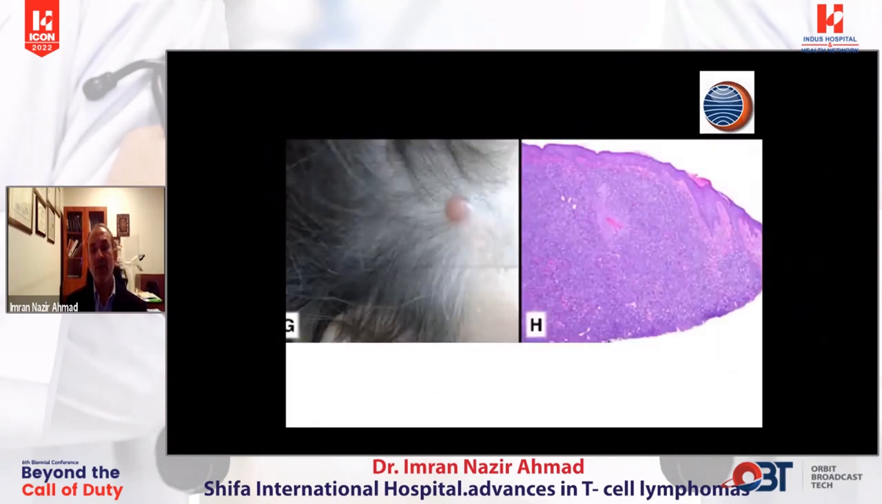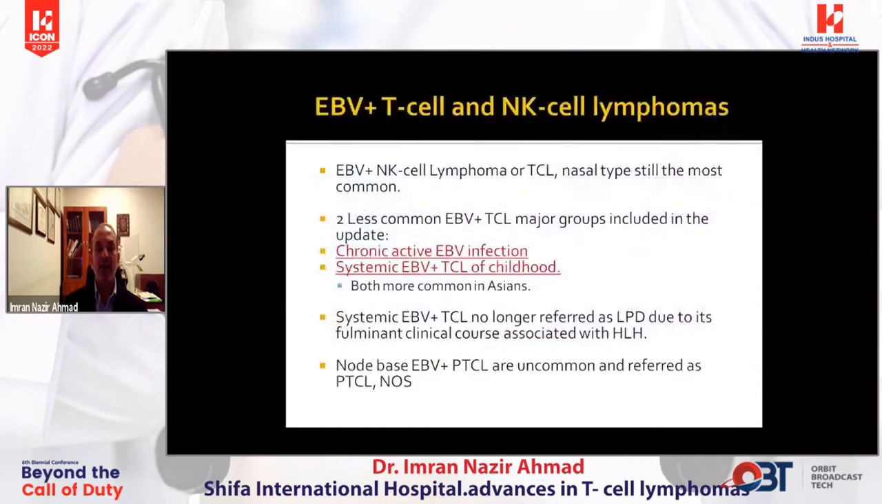That's how it would look like, complete effacement of the dermis by small monomorphic bland-looking T cells. Then we have EBV positive T cell and NK cell lymphomas. NK cell EBV positive, nasal type is still the most common type. But there are two less common entities which have been added to this classification.